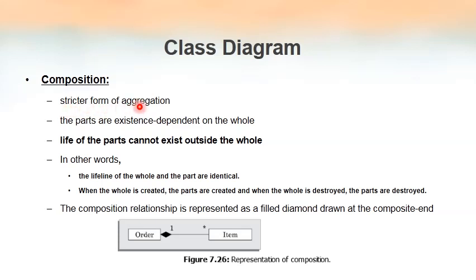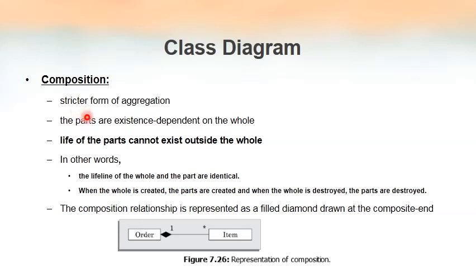So what makes composition stricter? The parts are existence dependent on the whole. You can see this in an example, but before that, let's see how we represent the composition relation. We use a diamond filled with a color, known as a filled diamond. In aggregation the diamond was empty, whereas in composition the diamond is filled.